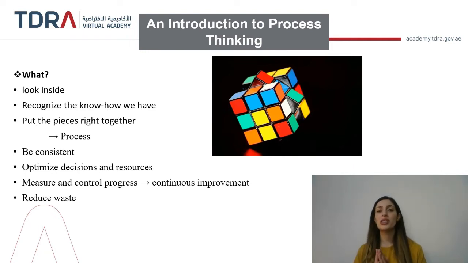We have to put the pieces right together that will make the process. The pieces here are the tasks. So a process is a big thing that is degraded into tasks. And each specific task will be collected together. All together, the tasks will form a process. We have to be consistent. Consistency is a very important factor here in efficiencies and in improving our organizational performance.